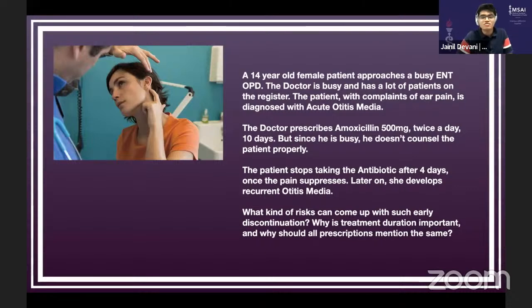So I'd like to ask one of our panelists, Dr. Manisha ma'am, what kind of risks can come up with such a discontinuation, and why is treatment duration so important to explain to the patient, and why should all prescriptions also mention the duration properly and in a proper format?